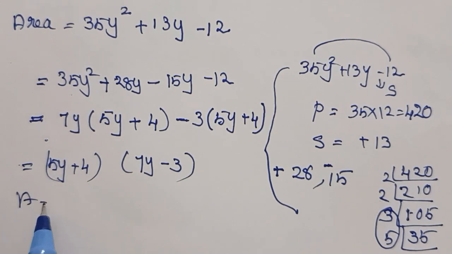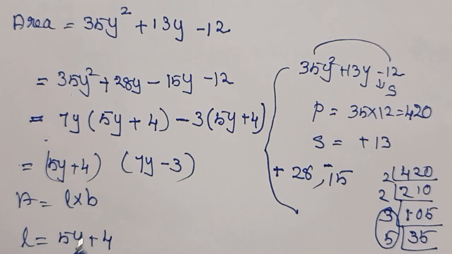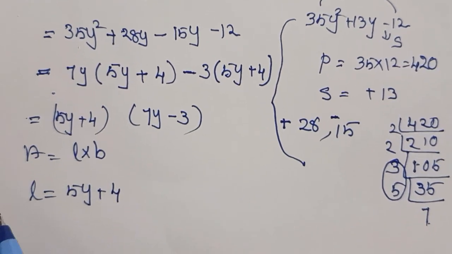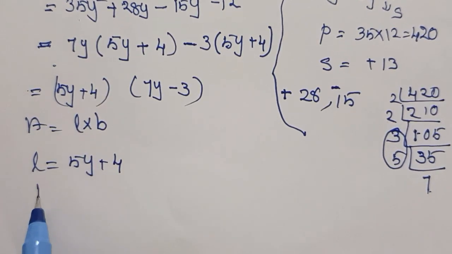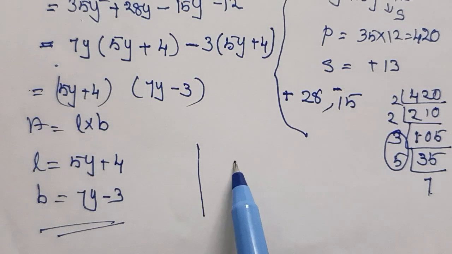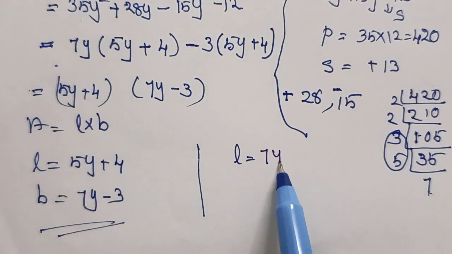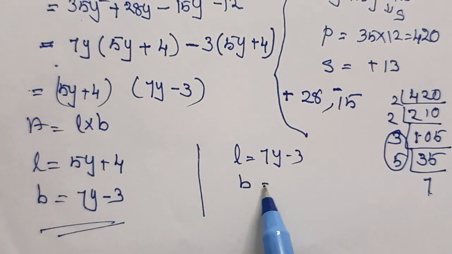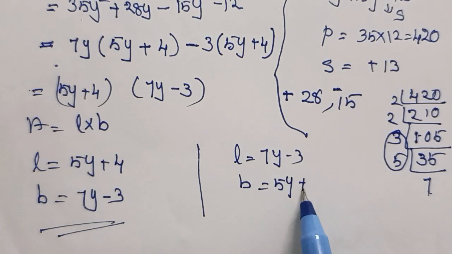Now area equal to length into breadth. So we can take length as 5y plus 4, or you can take 7y minus 3. Now here I am taking 5y plus 4, then breadth equal to 7y minus 3. Or you can take length as 7y minus 3, then breadth will become 5y plus 4. Okay.